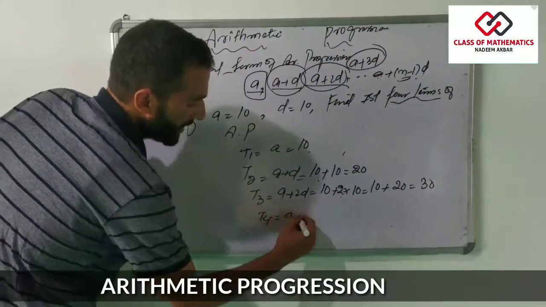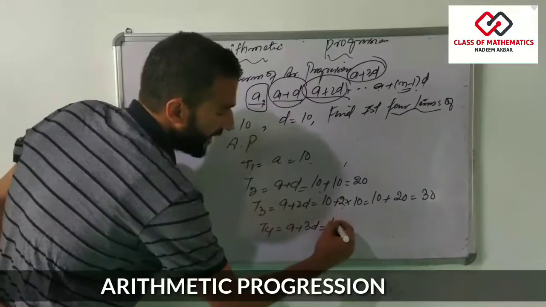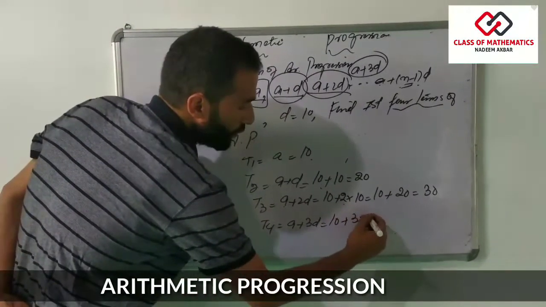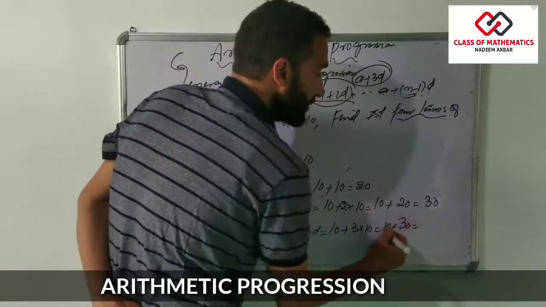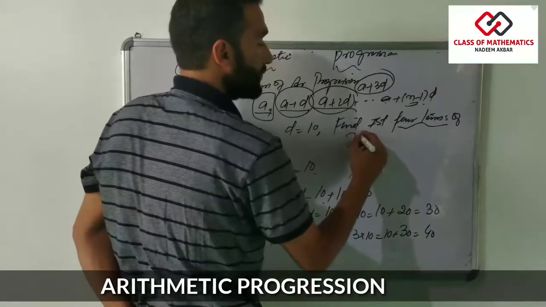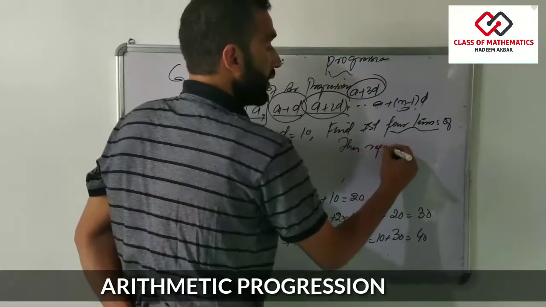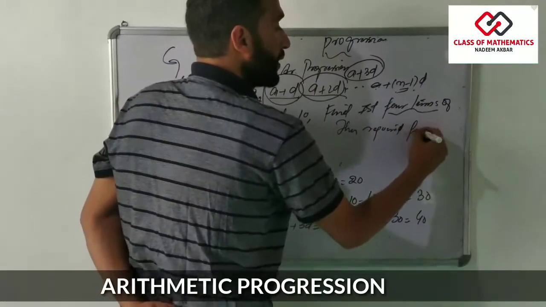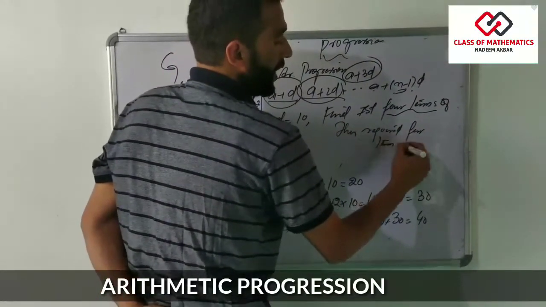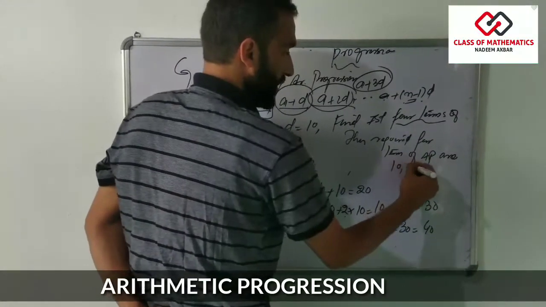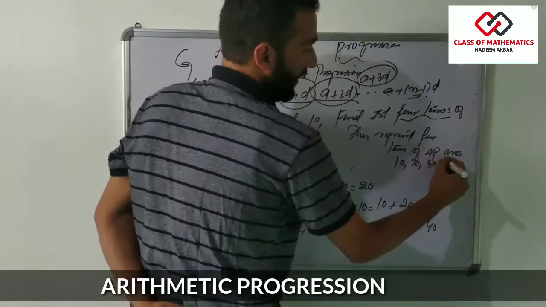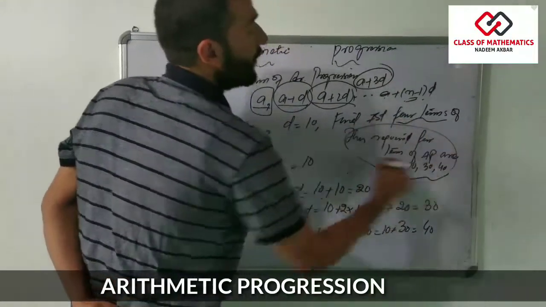T4 will be a plus 3d, that will be 10 plus 3 into 10, that will be equal to 10 plus 3 tens are, it will be 30. So this sums out to be 40. Thus the required 4 terms of AP are 10, 20, 30 and 40. So this is the required 4 terms of AP.